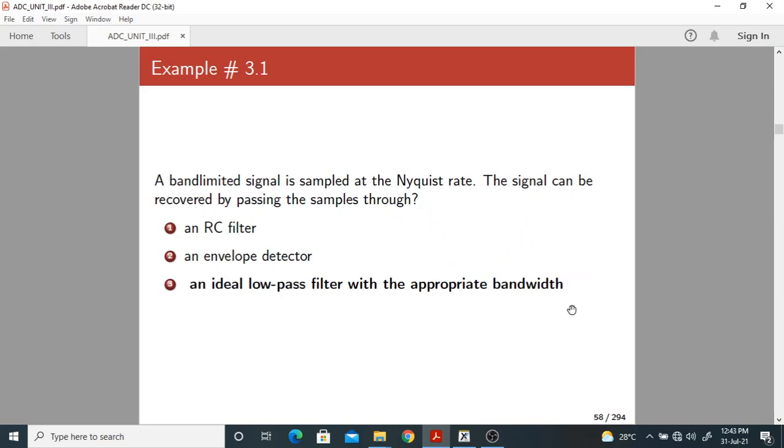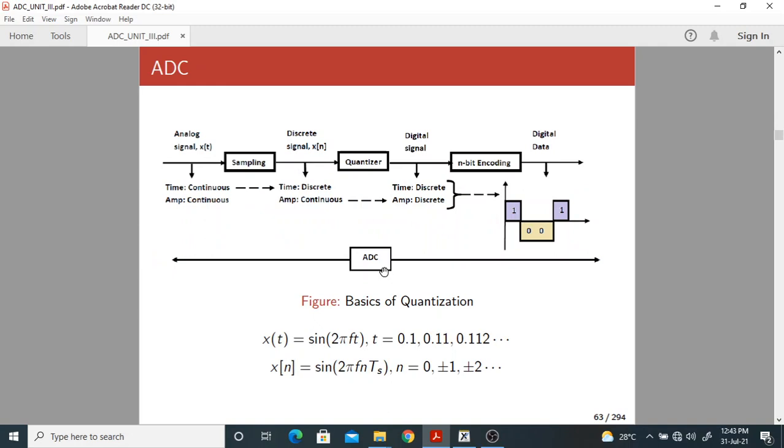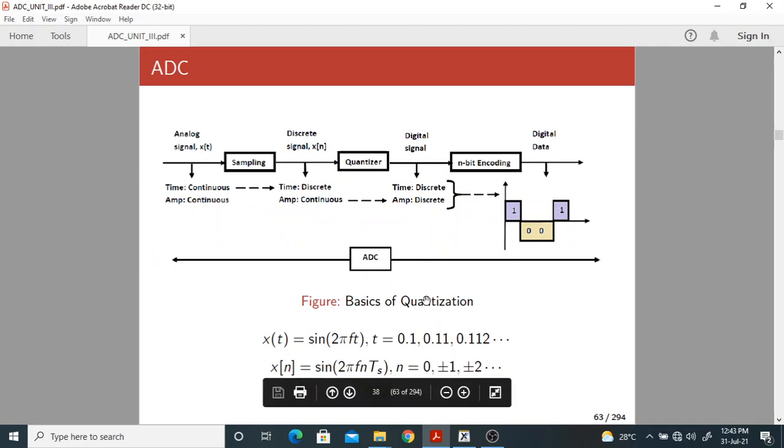You go through these things and solve these problems also. So that is about sampling, right? I'll explain the quantization concept in the next class. Thank you.